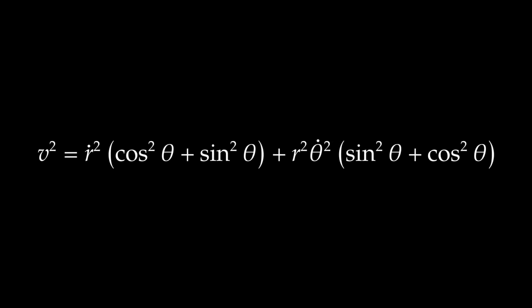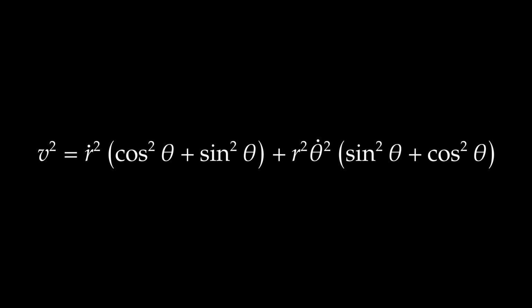So let me now write the sum for you. v squared is equal to x dot squared plus y dot squared, which is equal to... Now I'm going to do some rearrangement of the terms here so you'll immediately see what's happening. There are two terms essentially. There's r dot squared cosine squared theta plus r dot squared sine squared theta, and adding to that a term that is r squared theta dot squared sine squared theta plus r squared theta dot squared cosine squared theta. Aren't I lucky?